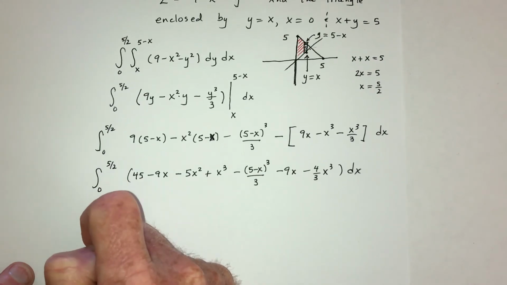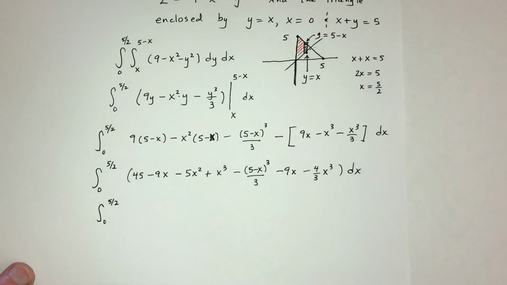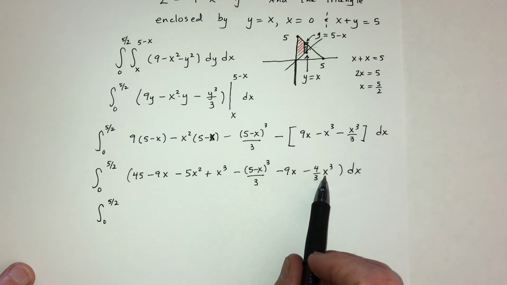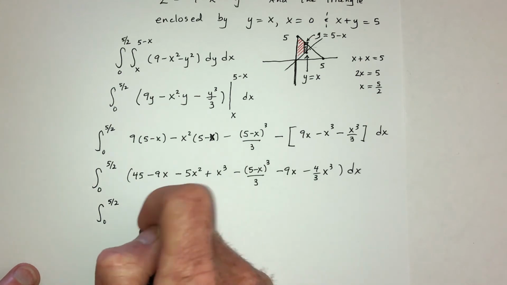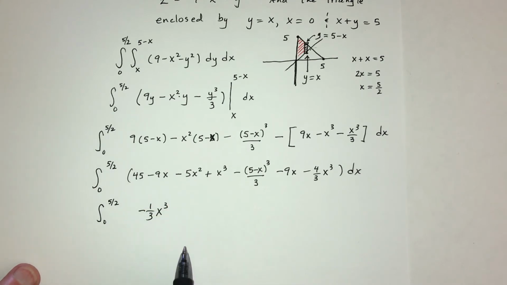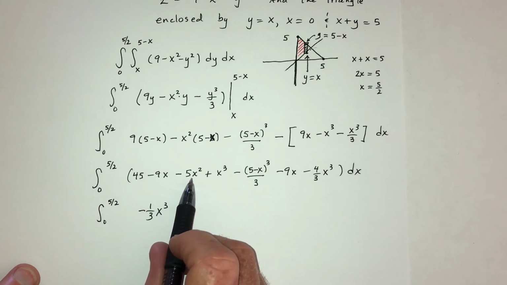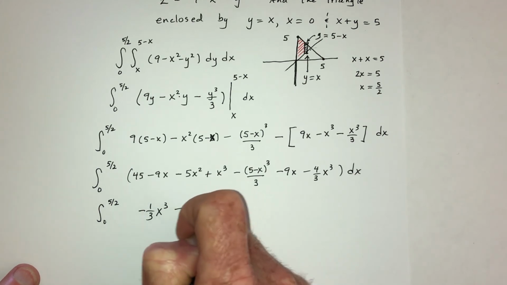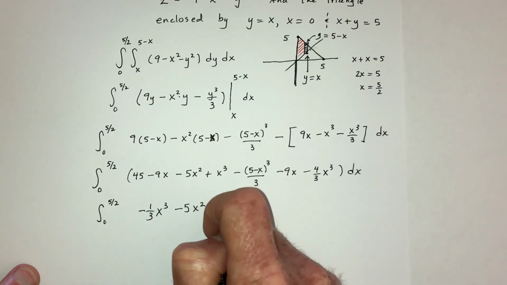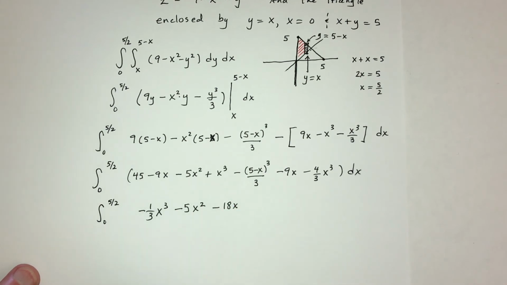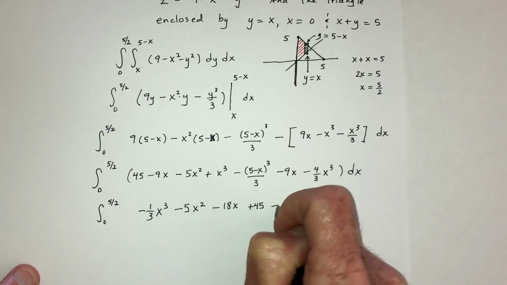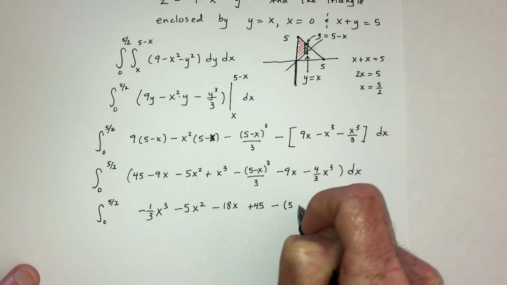And then there's just still a little bit more algebra, combine like terms. So let's see, there's an x cubed minus 4 thirds x cubed. That would leave negative 1 third x cubed. And as far as x squares, there's only this one. Minus 5x squared. As far as the x's, that would be negative 18x. And as far as the constants, there's only a 45. And then there's this term that I didn't feel like multiplying out.